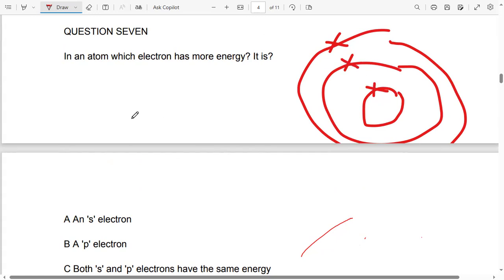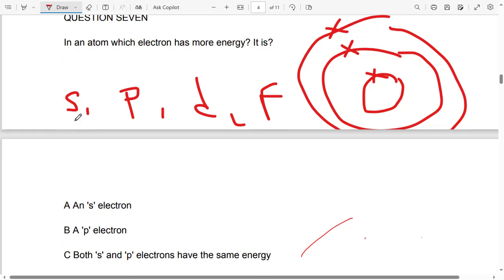Okay, so when we come to the orbitals, we know that the lowest energy orbital is the S. And then you go to the P, and then D, and then F. So the electrons found in the S orbital are the ones with the lowest energy. Here we are comparing the S orbital to the P. Which one has higher energy? It's definitely the P. The electron in the P orbital will have much more energy than the one in the S. So the best answer there would be B.